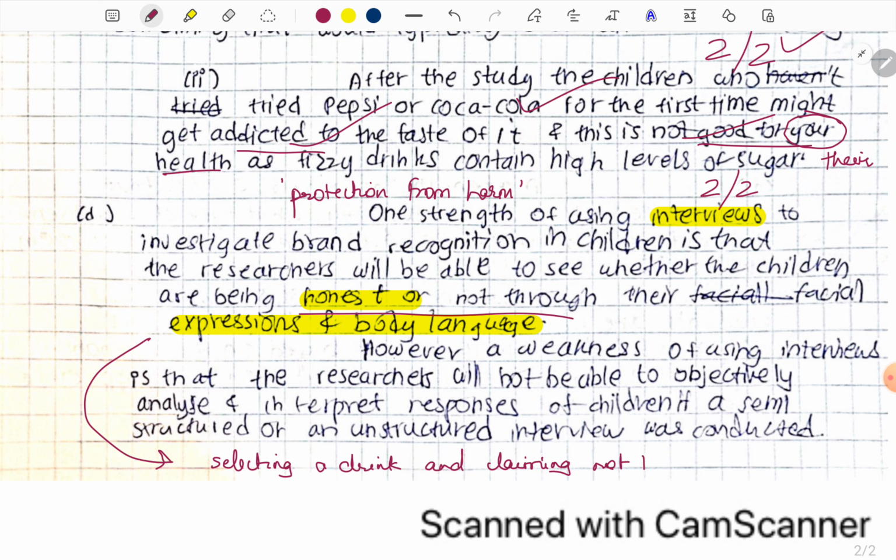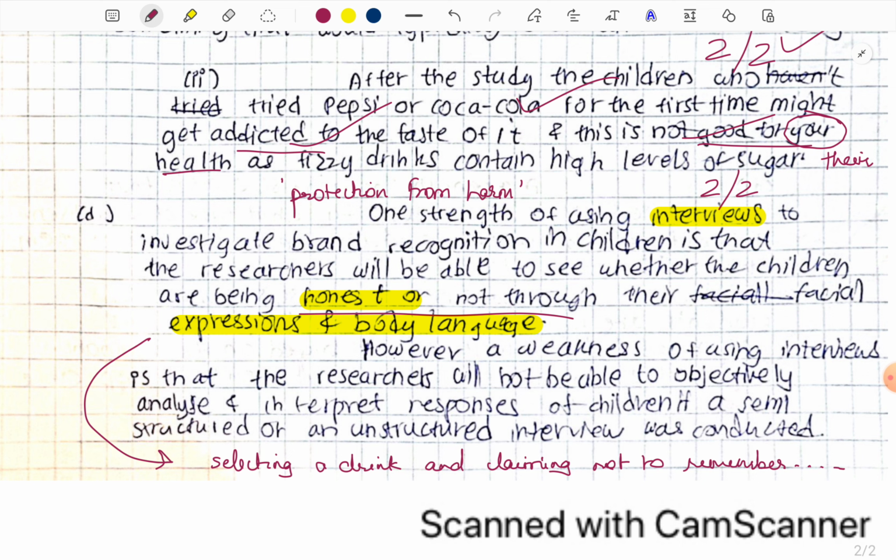What they saw in the film. In that case, if they were lying, like they're saying they don't remember seeing it in the film and they are lying, the researchers would have come to know from their body language. There would have been some hesitation in the way they were speaking. So that could have been given as an example, or like I said, it could have been included in the point itself.